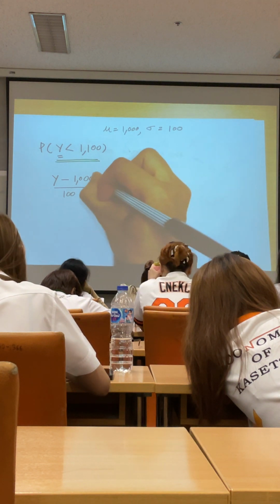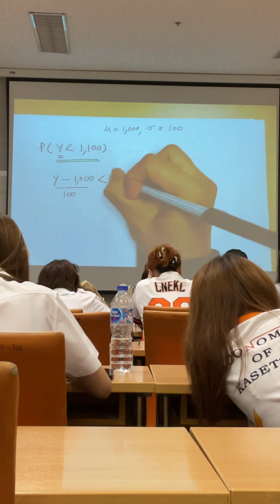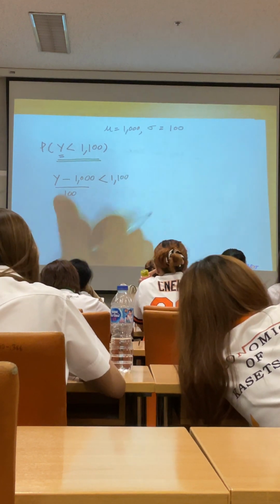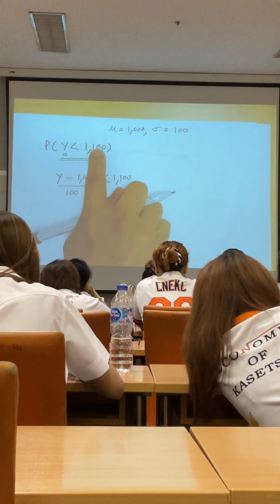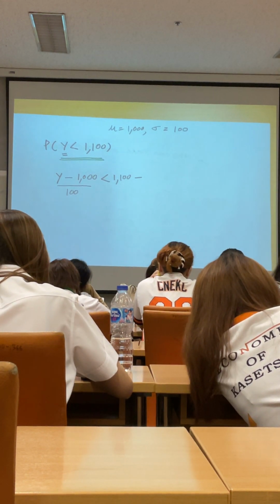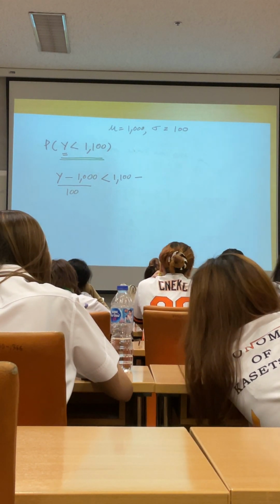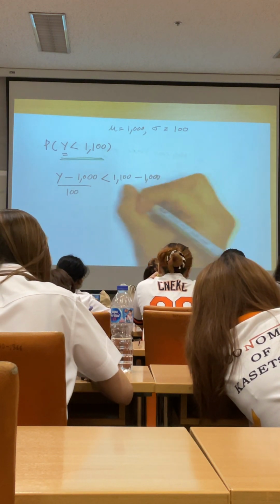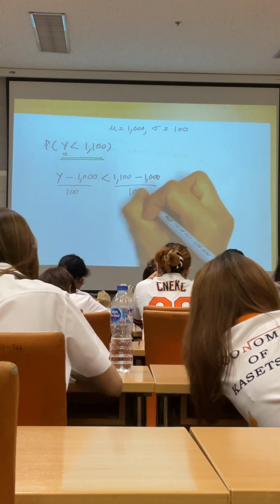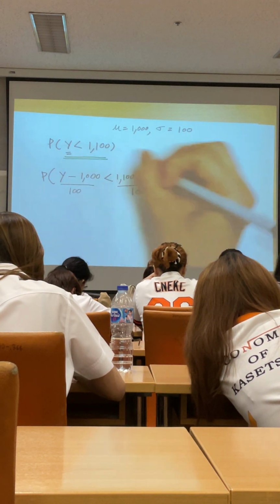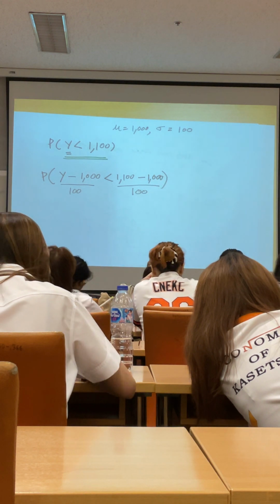We want to keep that less than or equal to. So on the other side, you have 1000 and 100. What you do to y, you do to 1000 and 100 to keep the balance between the two sides of the equation. So you have to minus 1000 on this side as well and divide by 100. Okay? The probability statement outside is still the same.